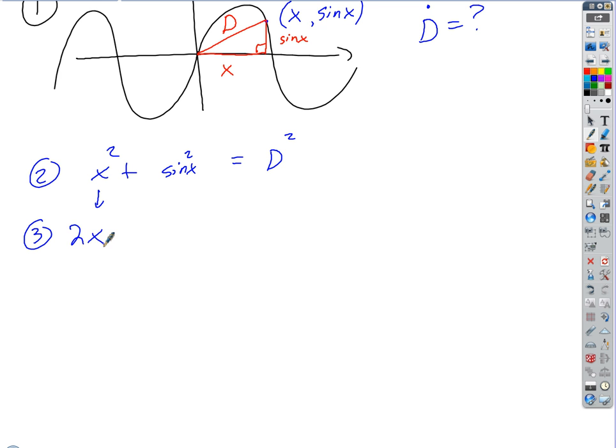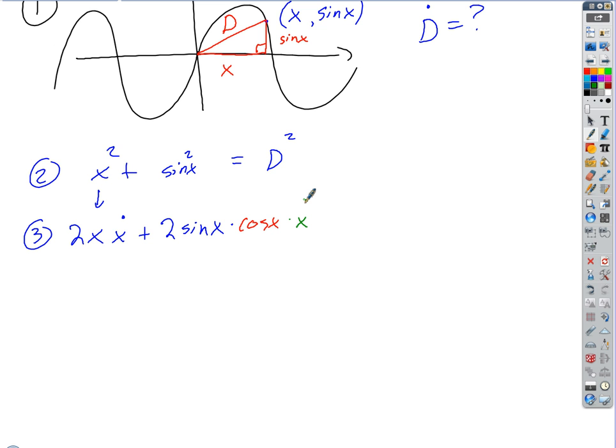2x times x dot, plus the second term: 2 sine x times x dot? No, because look, I've got two layers here, don't I? I've got something squared. What's the derivative of sine squared? It's 2 sine x, times cosine x, times x dot.